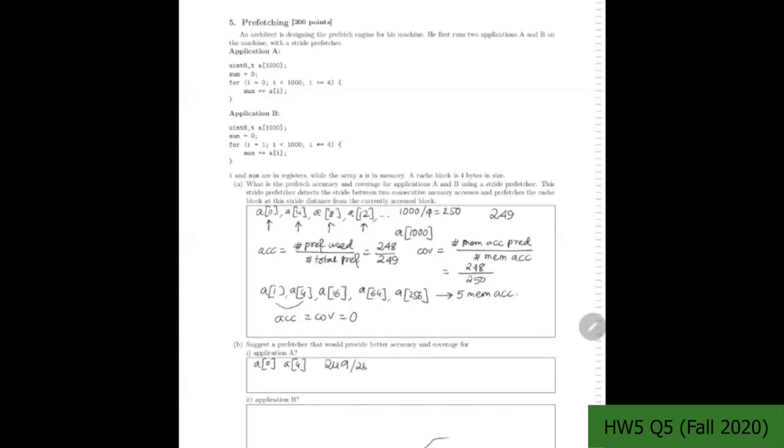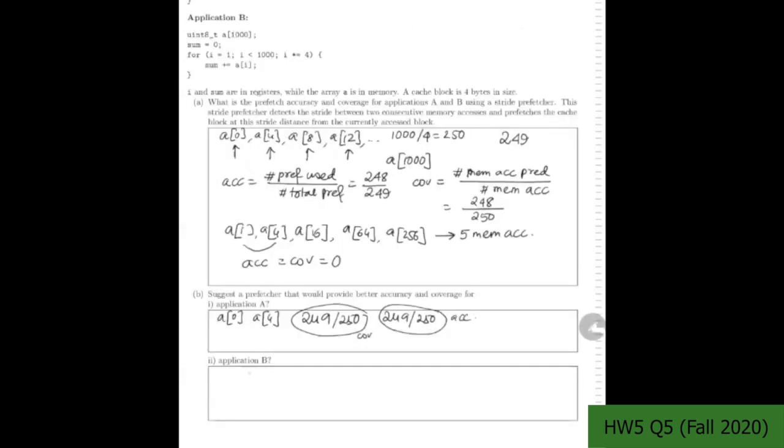249 out of 250 memory accesses, whereas 249 out of 250 prefetches would be correct. So in this case, the prefetcher's accuracy would be 249 upon 250 and the prefetcher's coverage would be 249 by 250 again. So a next line prefetcher would work better than a stride prefetcher for application A. Now let's suggest a prefetcher that would provide better accuracy and coverage for application B.